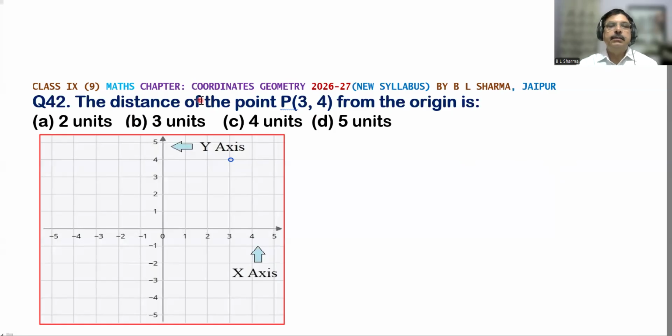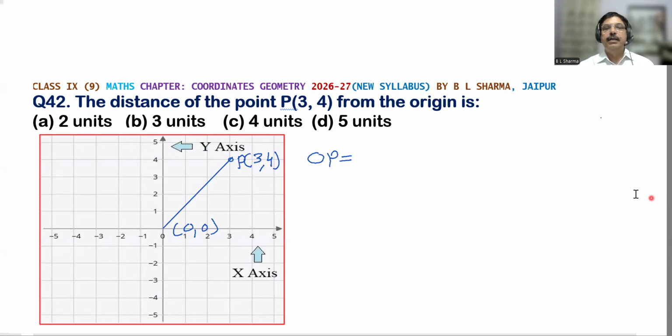The distance of the point P from the origin is... ये पॉइंट P है हैविंग द कोऑर्डिनेट 3, 4, उसका ओरिजिन से डिस्टेंस कितना होगा? Point P with coordinate 3, 4, and this is origin with coordinate 0, 0. We know the distance formula is given by square root of x2 minus x1 whole square plus y2 minus y1 whole square.